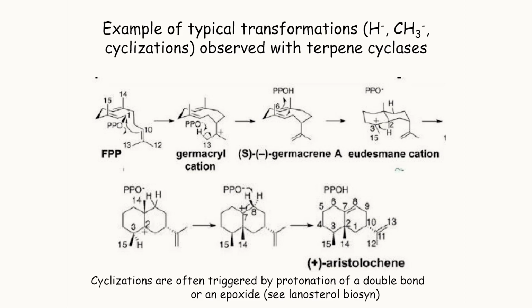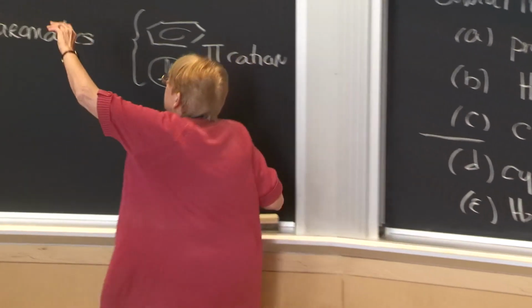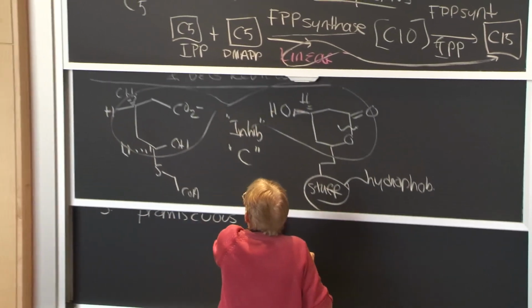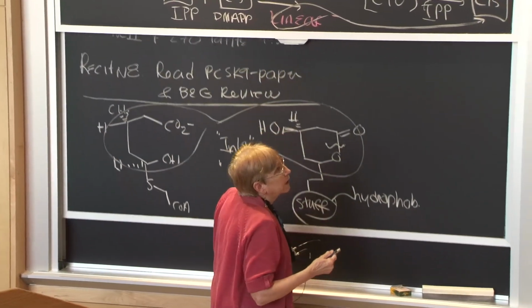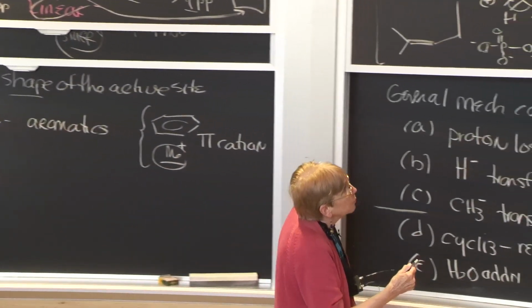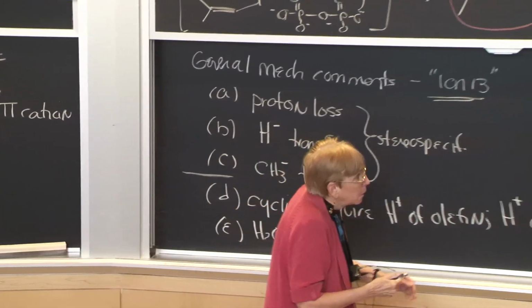So the first step is ionization. So we would form an allylic cation here. That's what we just did over here, which I hid. No, we didn't do it over here. Over here, we formed this allylic cation.